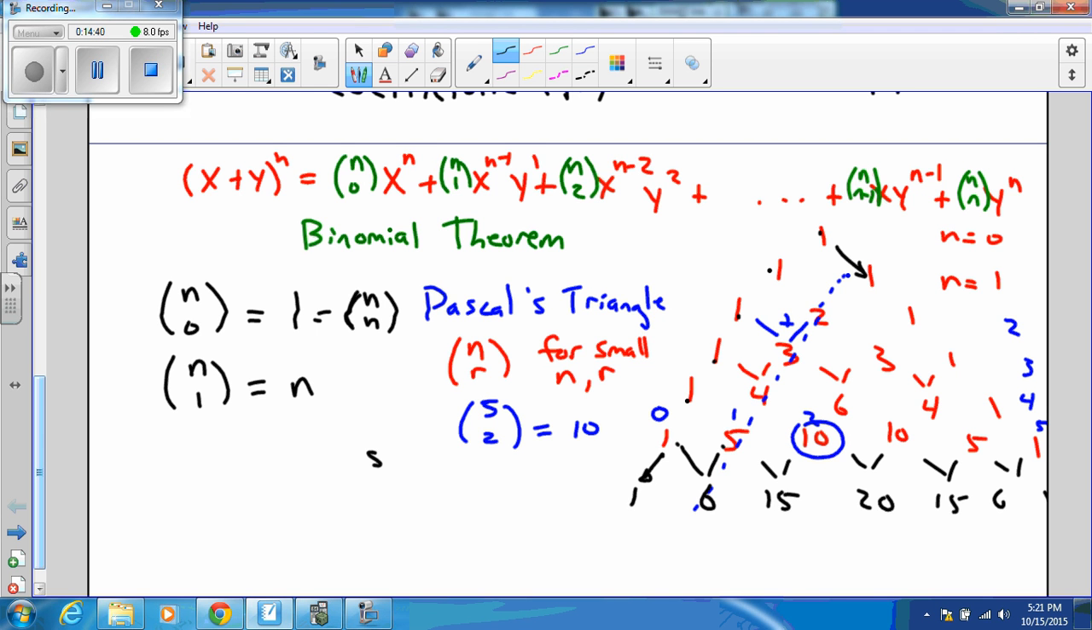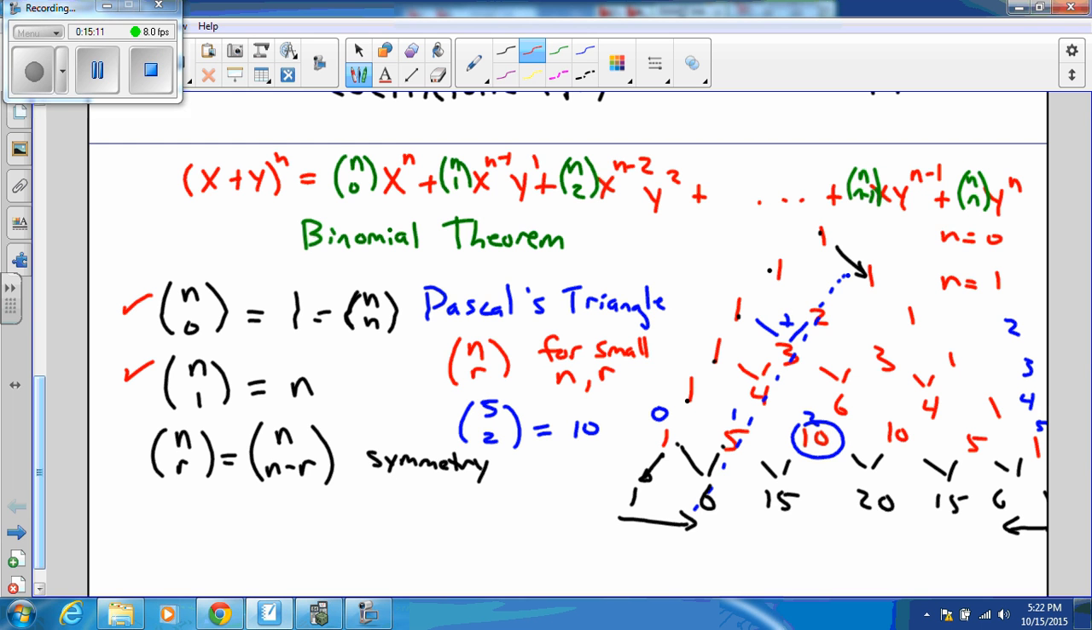Then the last thing that I want to observe is what we call the property of symmetry. And that is that the elements going in from the left are the same as the elements going in from the right. And we can express that like this, that n choose r is going to be the same as n choose n minus r. These are the properties that I want you to observe, and tomorrow in class we're going to need these two properties in particular.